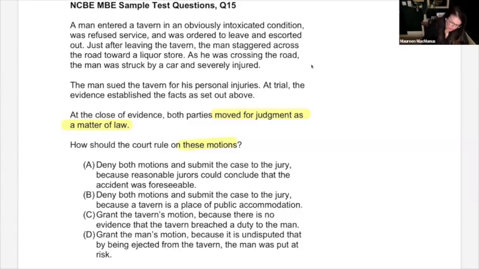So this is really getting at torts. But I also know in Civ Pro, I really don't like to grant JMOLs. So I have a little bit of a hard time picking that one, but sometimes it's appropriate. I have a hard time saying deny the motions and let it go on a JMOL. So B, deny both motions and submit the case to the jury because a tavern is a place of public accommodation. Again, I don't like to say to grant a JMOL, but it is appropriate in some circumstances. But here, does the fact that the tavern is a place of public accommodation have anything to do with this? And it doesn't. So this is incorrect.